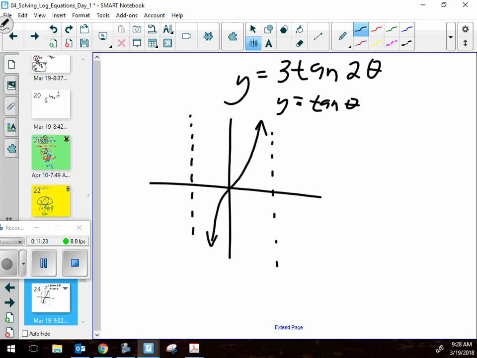Just plain old tangent. And you'd need to know some labels. There's not many because there's only 2 asymptotes here. But that's at pi over 2, and this is at negative pi over 2. Okay. So, how many of you knew that that was kind of what it looked like? You had the parent one memorized. Good. Now, let's move on from there.